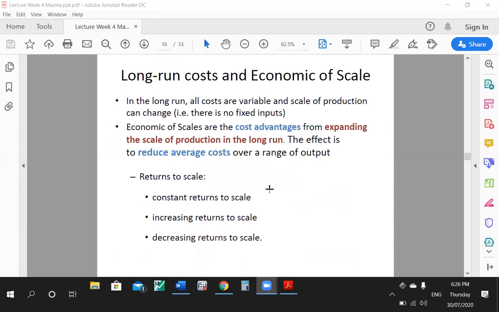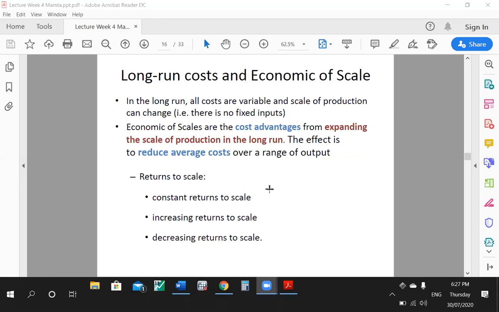Long run cost and economies of scale. There are three types of return to scale here. How do they mean by economies of scale? When they talk about economies of scale, what do they mean? They mean this. Economies of scale means when you go for a bigger scale, you will have some savings. That's how they mean the economy. There will be some economic benefit because of a larger scale. When you produce a higher quantity, per unit cost will go down. Per unit cost will be less.